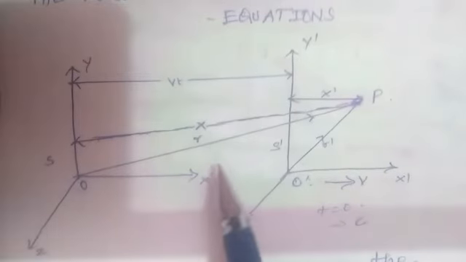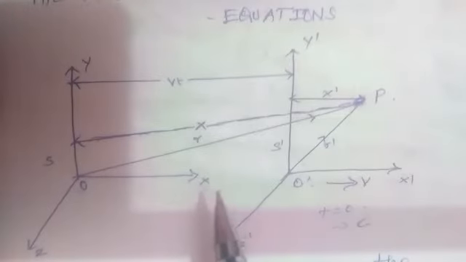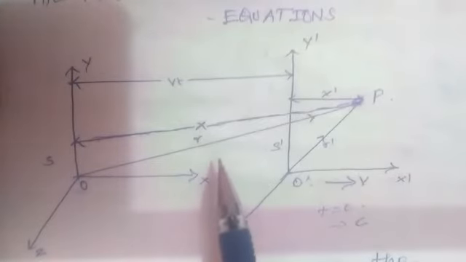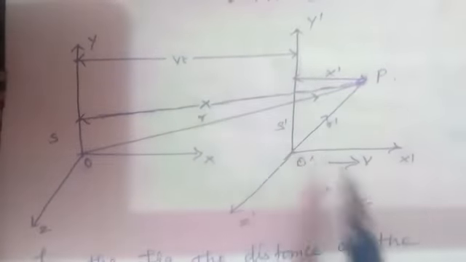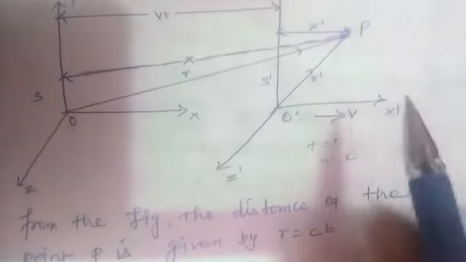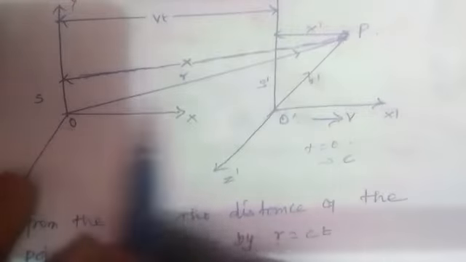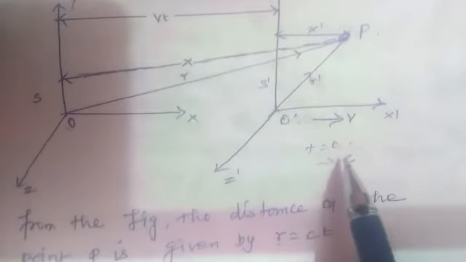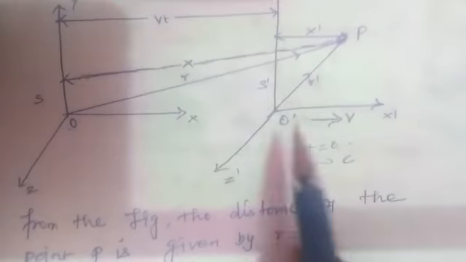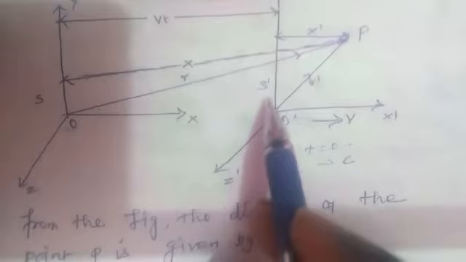Suppose we make the measurements of time from the instant when the origins of S and S prime just coincide, that is t equal to 0. We have t equal to 0 when O and O dash coincide.